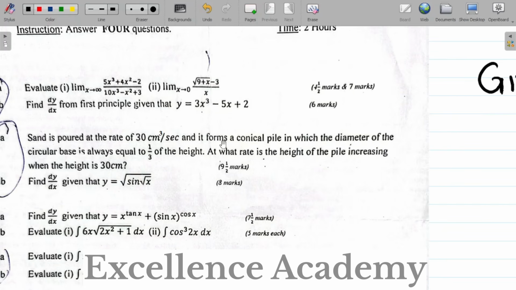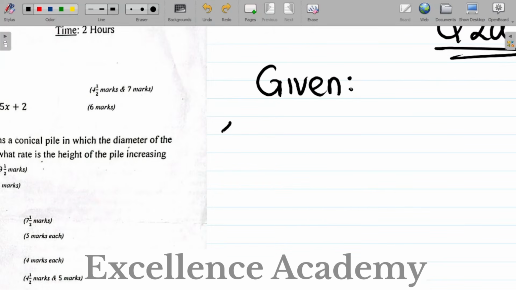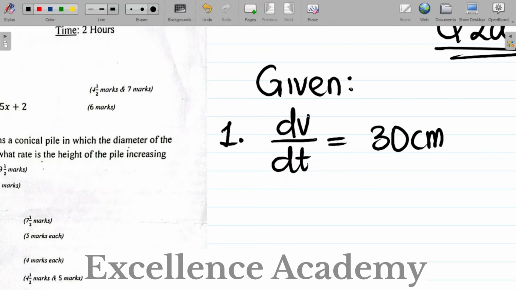Now, by the way, this question is on the application of differentiation. Now, when you see cm cube here talks about volume, second talks about time. That means the change in volume with respect to time, that's dV/dt, is 30 cm cube per second. Given number 1, dV/dt, volume over change in time. Please note that the V here is volume, not velocity. All right, is 30 cm cube per second. That's the first thing you're given there.